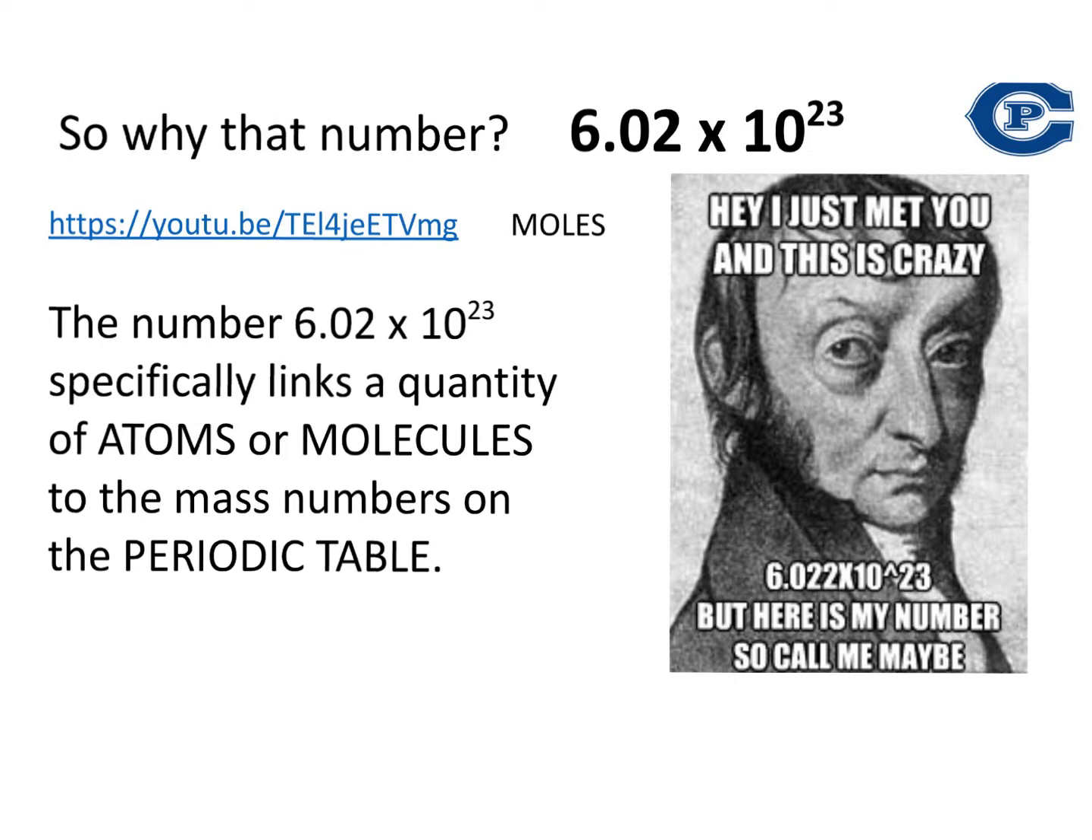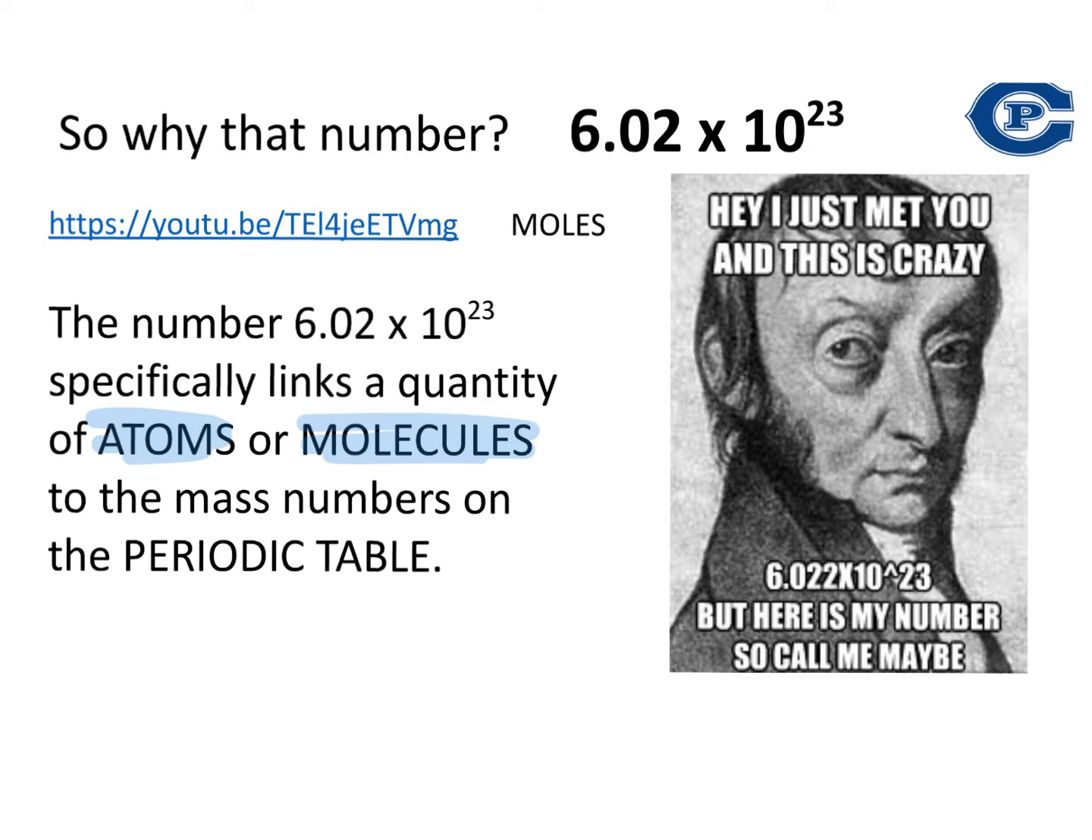Well, the big reason we use that is similar to kind of how we have a dozen. The 6.02 times 10 to the 23rd represents a quantity of atoms or molecules in an element or a specific mass number on the periodic table. So when I talk about a mole, I'm saying, there's 6.02 times 10 to the 23rd atoms or molecules that are in that element during that time. It's kind of similar to how I say I have 12 donuts in 1 dozen.